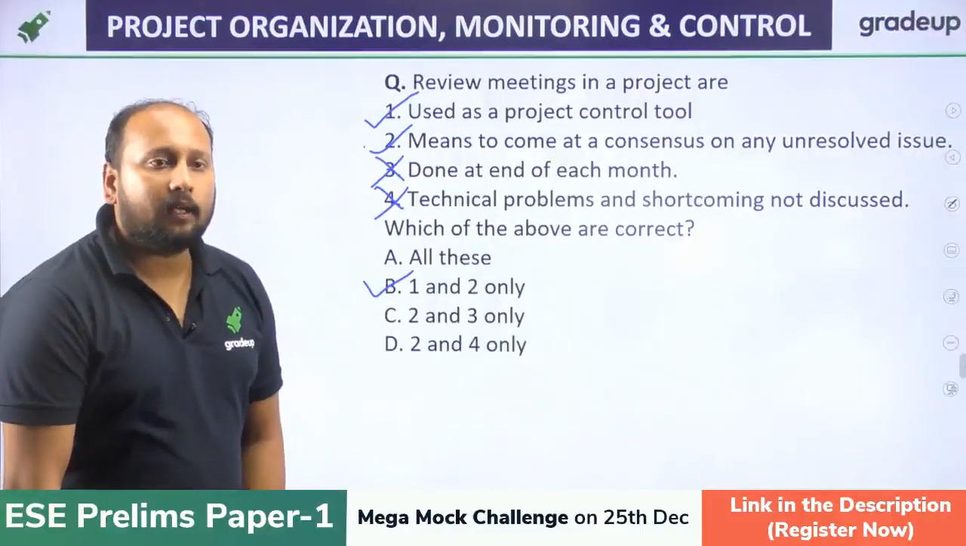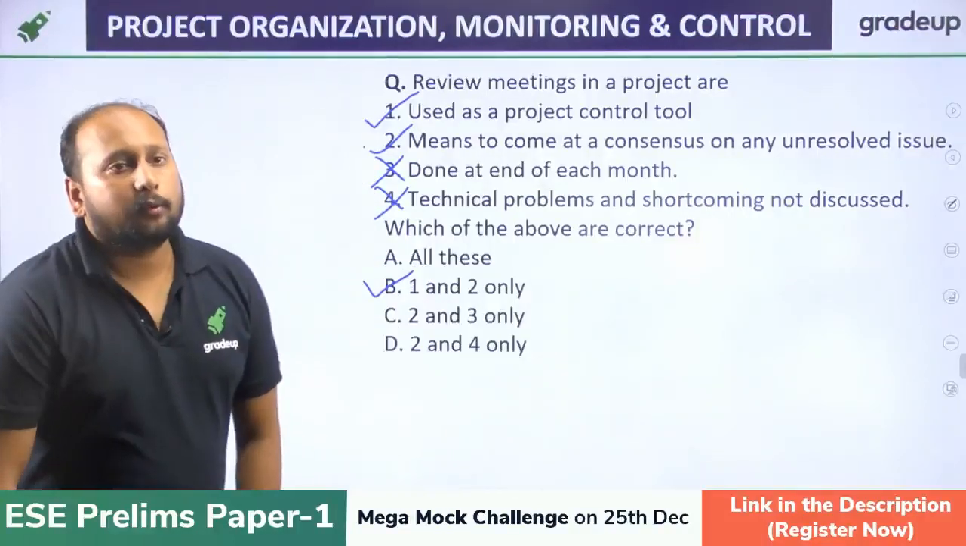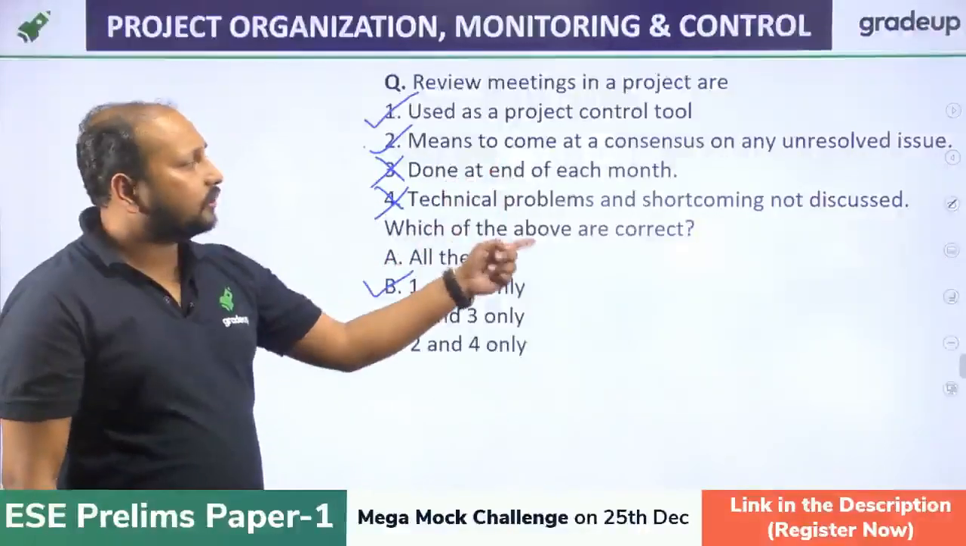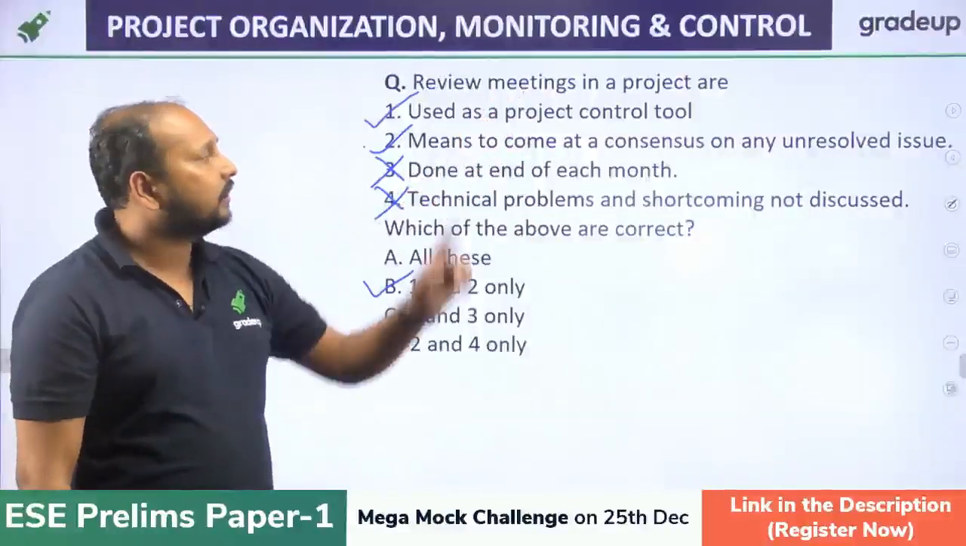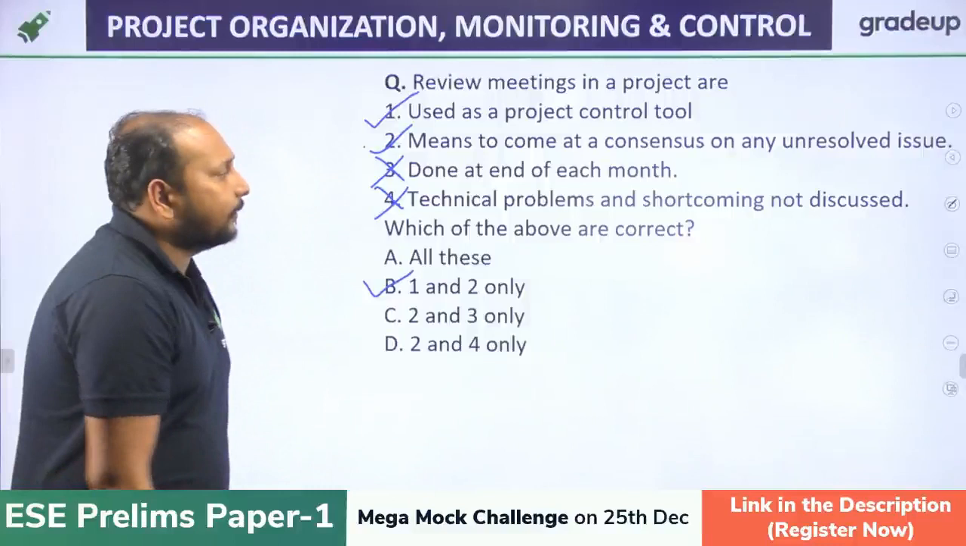Those who have responded B: Hemant, Pradeep, Pushpa, very good. Pushpa, A is not correct because these two statements are not supporting this review meeting explanation. So option B is correct.